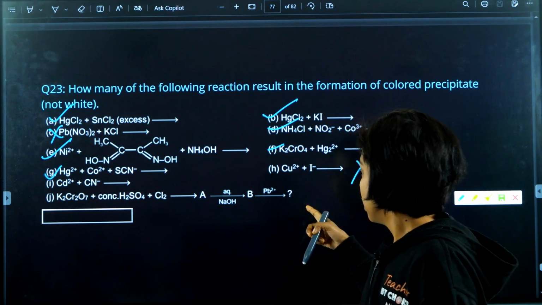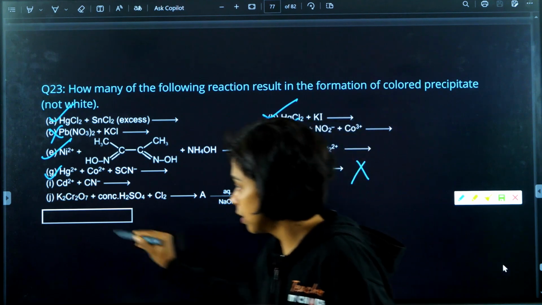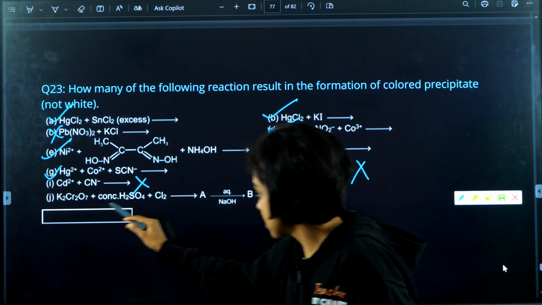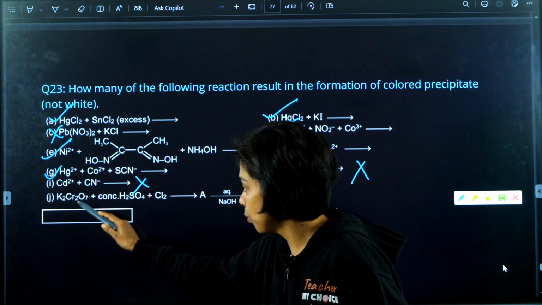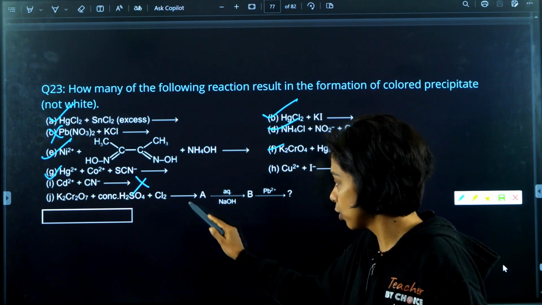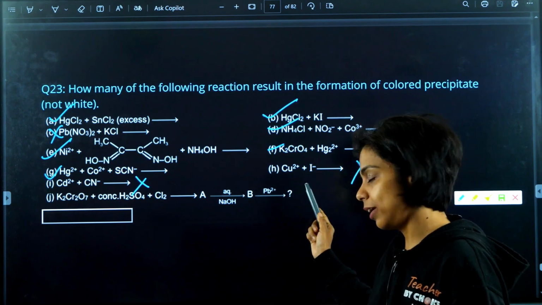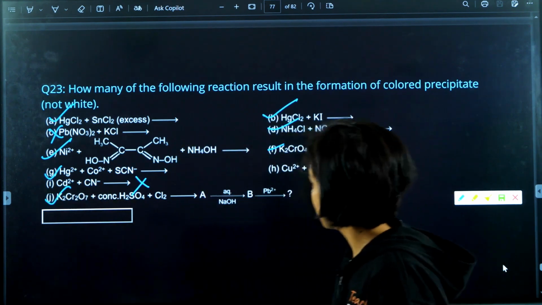No Cu. CuI2 is formed, which is not colored. Cadmium cyanide is formed, which is not colored, right? So this potassium dichromate with H2SO4, chromyl chloride is formed, right? Then sodium chromate and then lead chromate. Lead chromate precipitates are yellow in color, so this will also be formed.